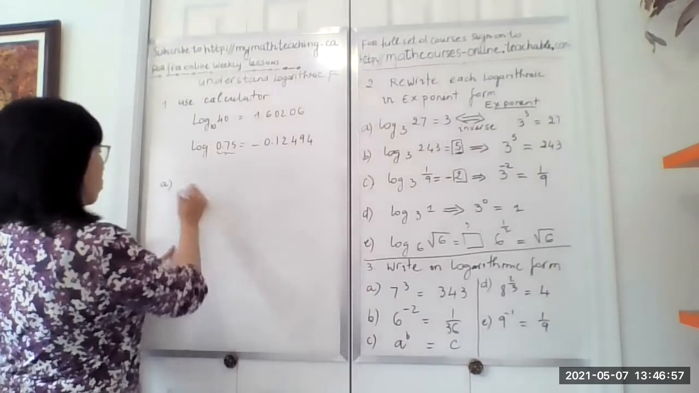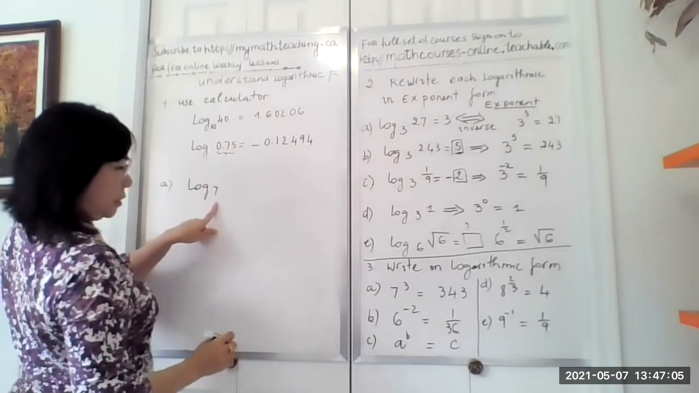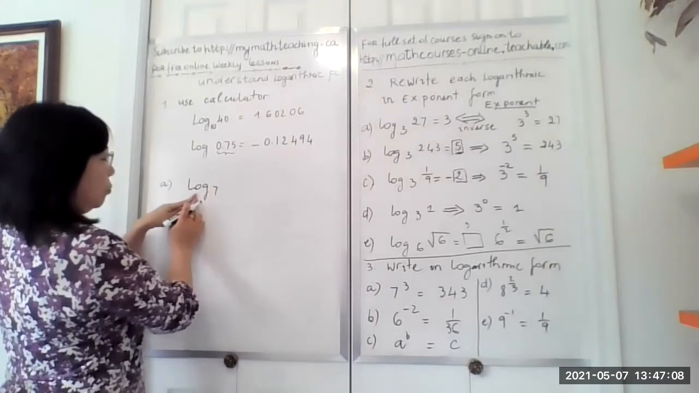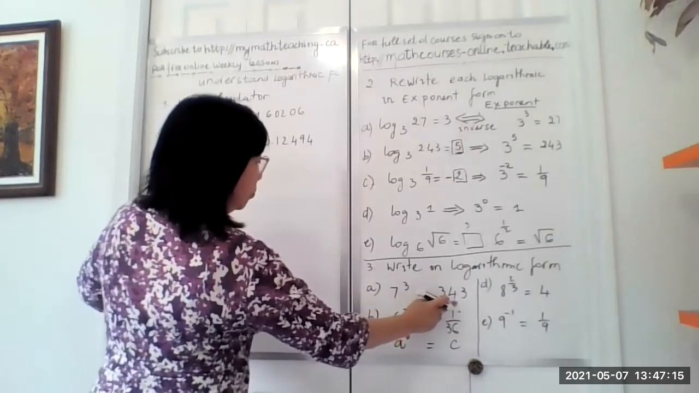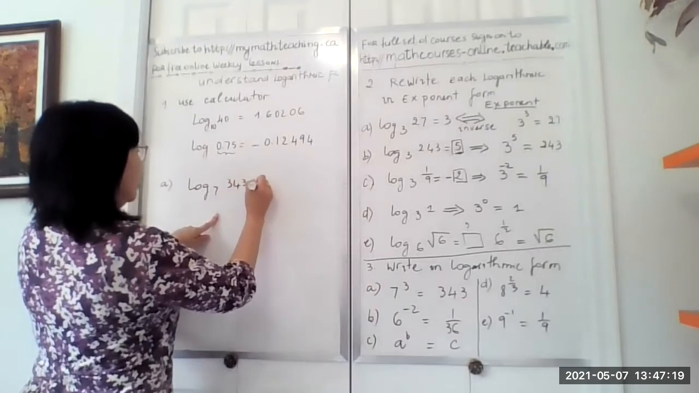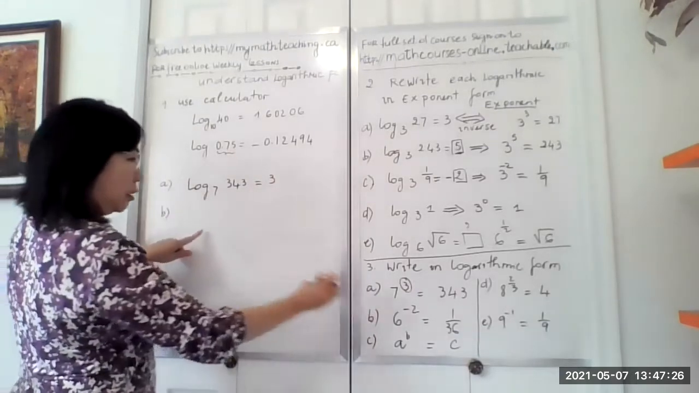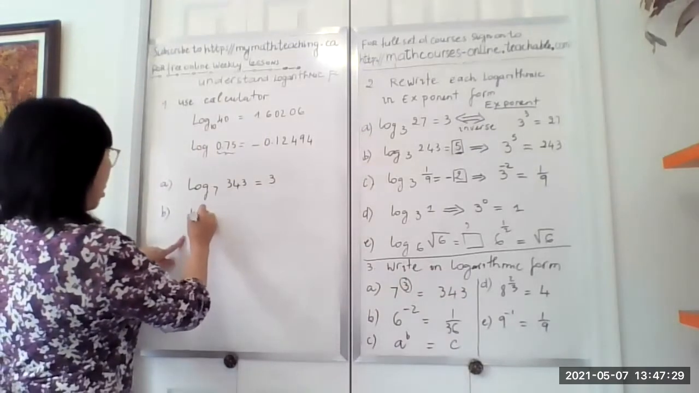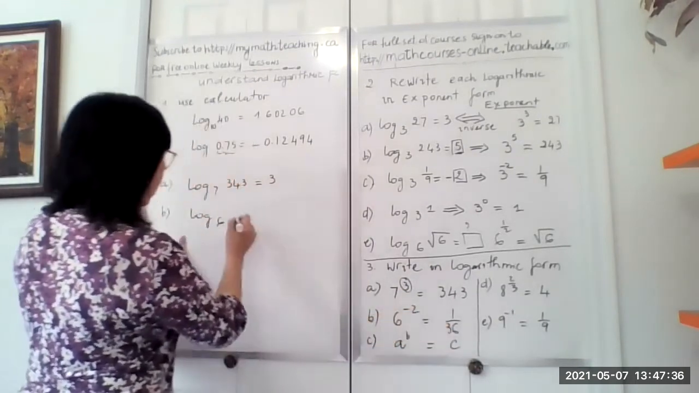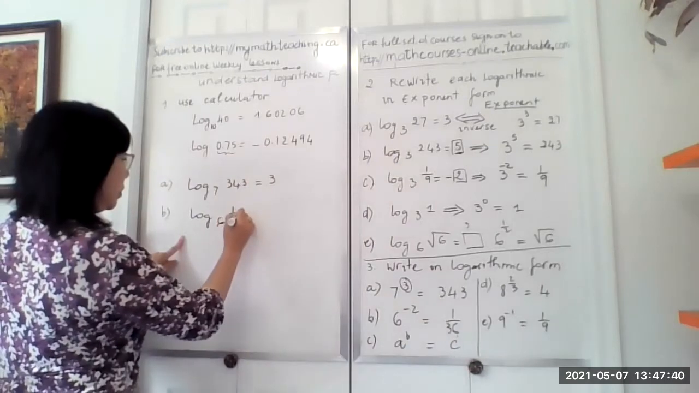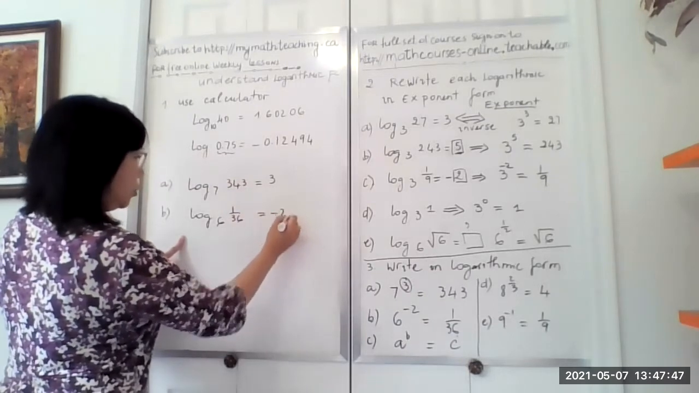So for A, we know the base is 7. So we will say log of 7, because that is the base. And you write the number 7 below a little bit, right? Not at the same level as the log. And of 343 equal this power, equal 3. So that's how you convert it. For B, we'll write log of base 6 of this number. And of course, the answer for log of this number will be equal -2.